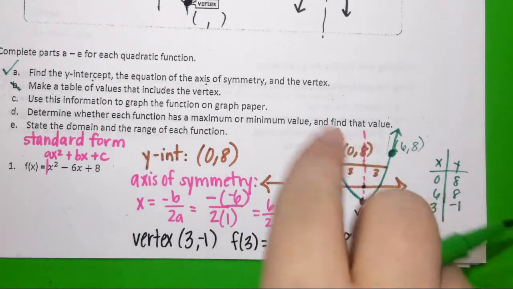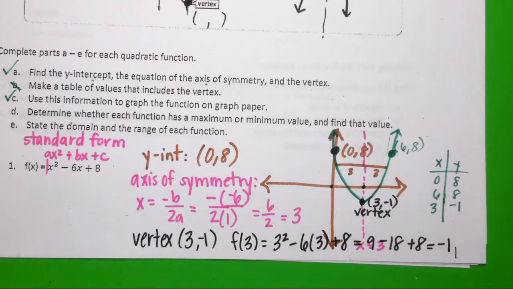We have kind of graphed it on graph paper. We did a sufficient job. We'll put a check mark by that. Now we're on D. We need to know whether our function has a max or a min and find that value.